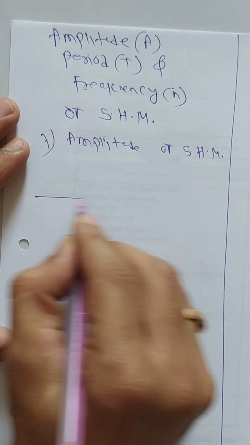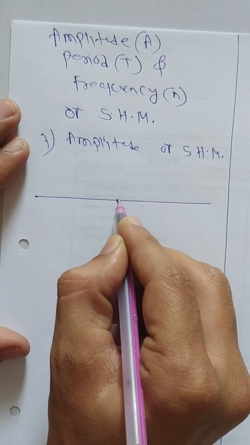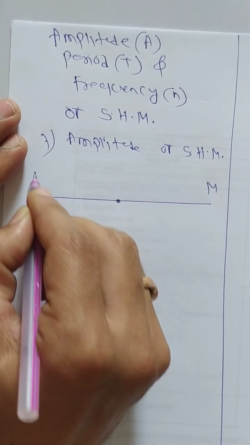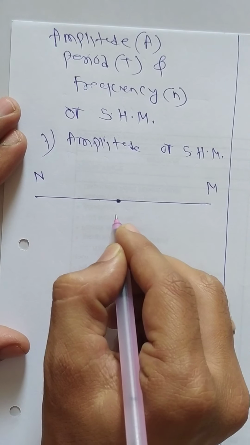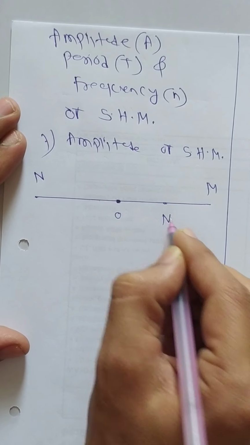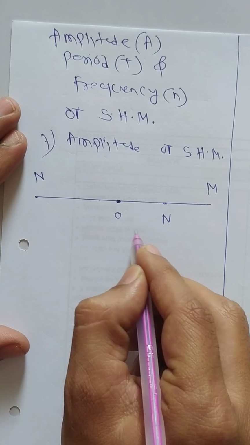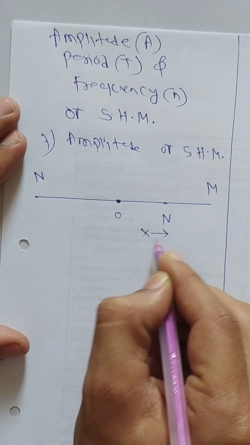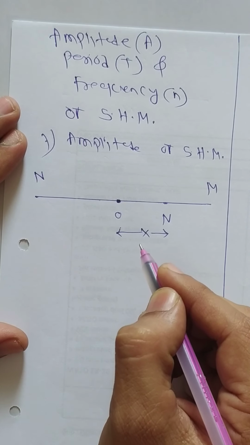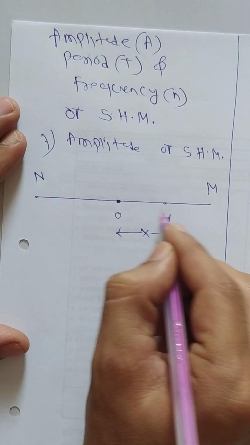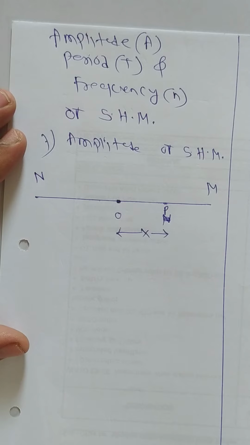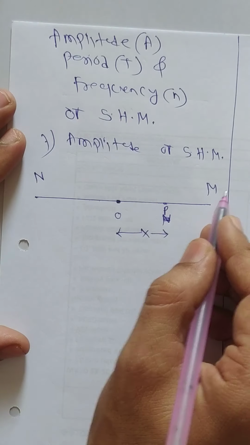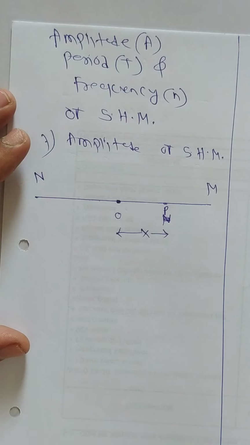Consider a particle moving on a straight line from M to N. This is the center point O. Consider the particle is at this point, and the displacement from O to the particle will be x. Instead of N, you can consider this point as P, because N we have already considered. Now O is the mean position, and M and N are the extreme positions.